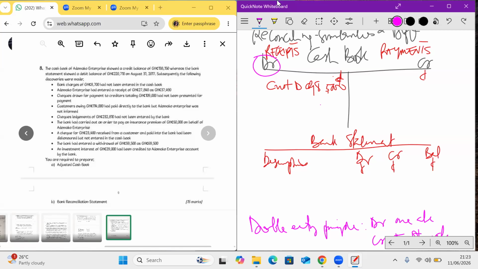Double entry. We are dealing with two accounts here, the cash book and the bank statement. If the business debits the cash book because money has been brought in by a customer, when it is taken to the bank statement, what happens there? They will credit it. So 5,000 here.